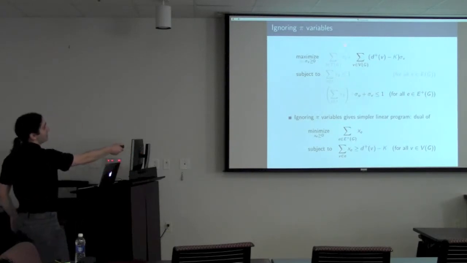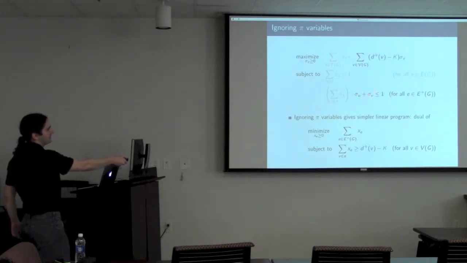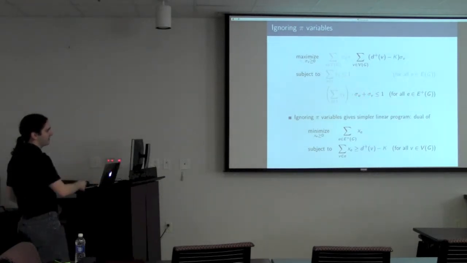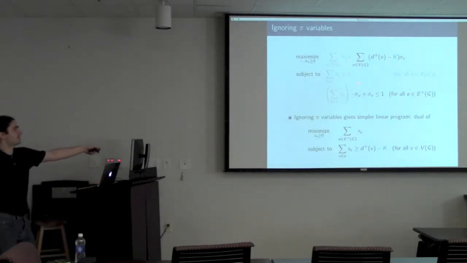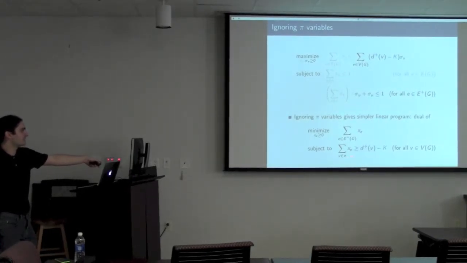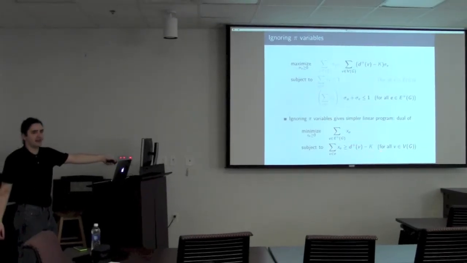So if you ignore the pi variables altogether, what does your problem look like? You're trying to maximize over non-negative sigma v's this weighted sum, just subject to sigma u plus sigma v being at most 1 for every positive edge. And this is a simpler linear program. This itself is the dual of just wanting to minimize over non-negative x sub b, subject to, for every vertex, the sum of your incident edges being at most your positive degree minus k.